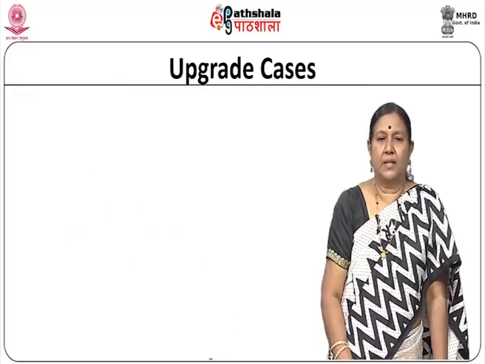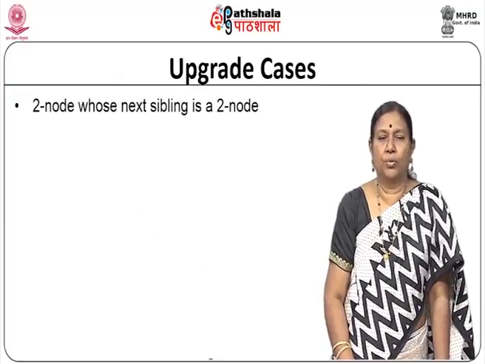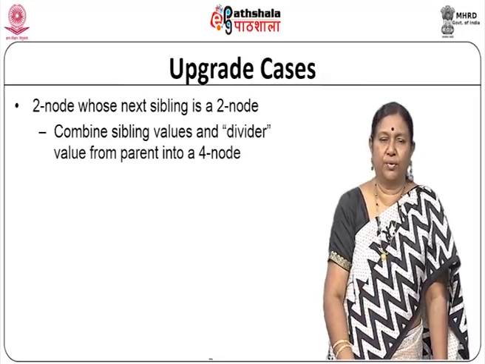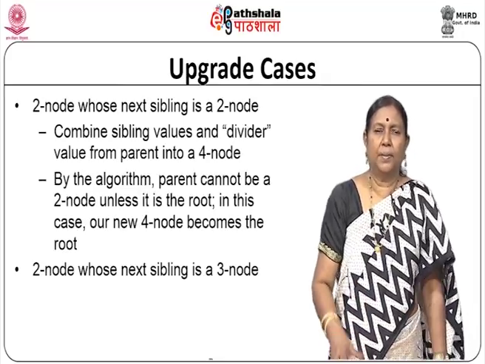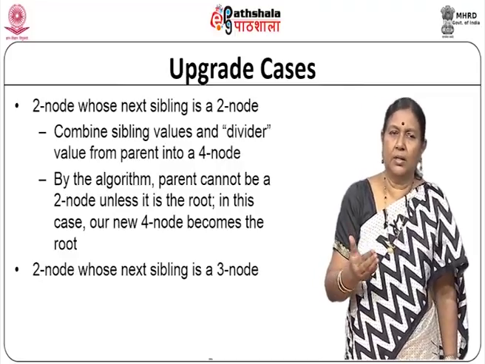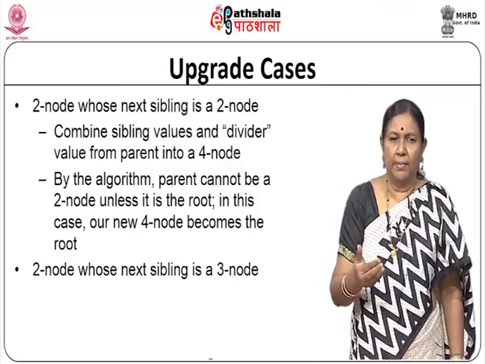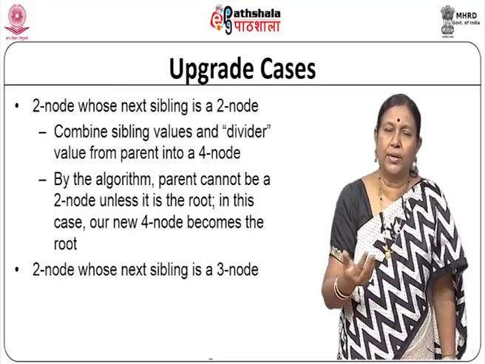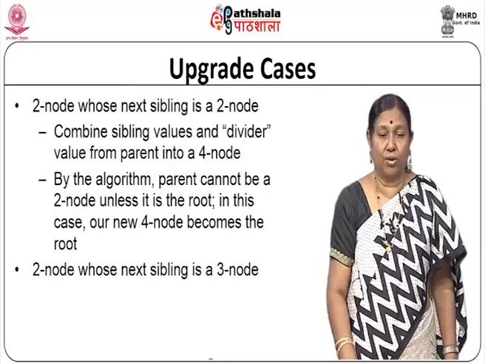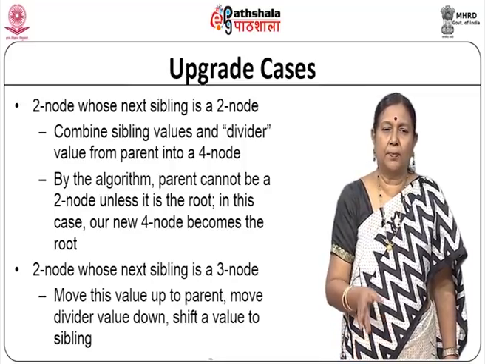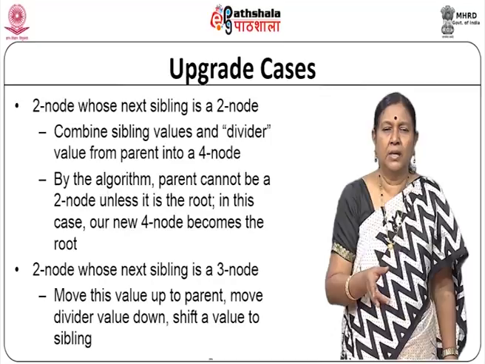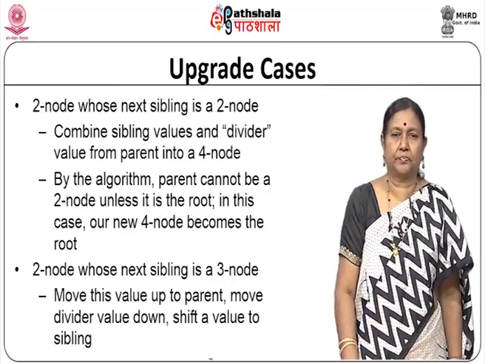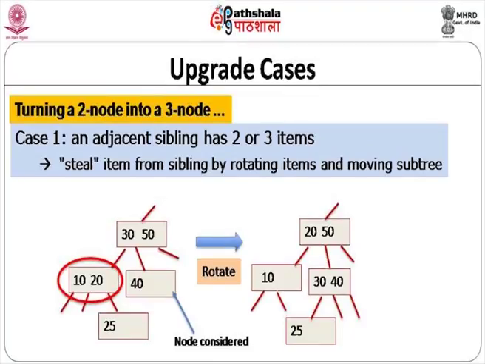So, that is the upgrade cases. A 2 node whose next sibling is a 2 node: combine the sibling value and the divider value from the parent into a 4 node. By the algorithm the parent cannot be a 2 node unless it is the root. In this case our new 4 node becomes the root. Or you can have a 2 node whose next sibling is a 3 node also. If that is the case, move a value up to the parent and move the divider value down, shifting a value to the sibling. So, a little bit of rearrangement we do here. So, let us see these cases.